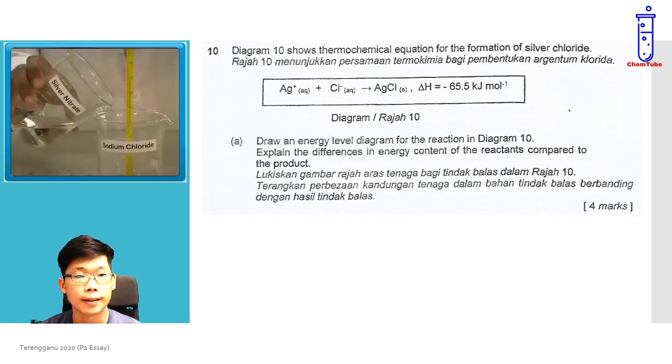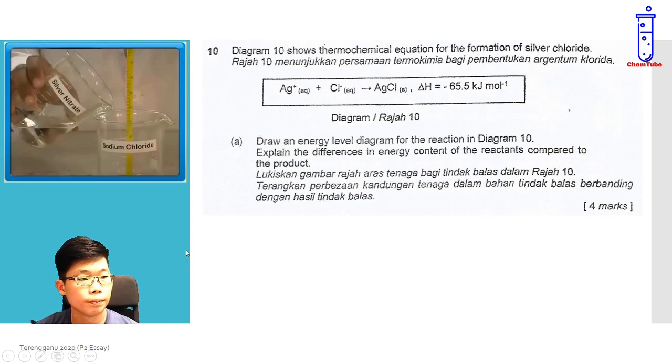Question 10. The diagram shows the thermochemical equation for the formation of silver chloride. Silver ions react with chloride ions to produce silver chloride. The delta H, the heat of this precipitation, is negative 65.5 kilojoules per mole. So this is a thermochemical equation. Now I will show you a video of how to conduct this experiment.